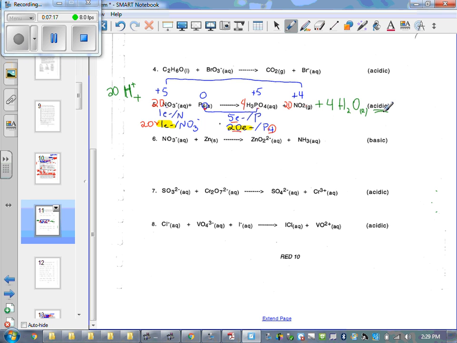So you've got 2 methods. You've got your balancing by oxidation numbers method. Not my favorite, but you may like it. There's less writing. And then you've got your balancing by building those redox half reactions.